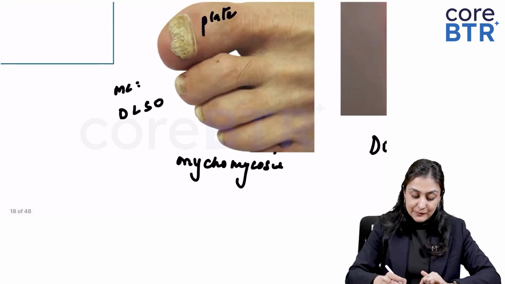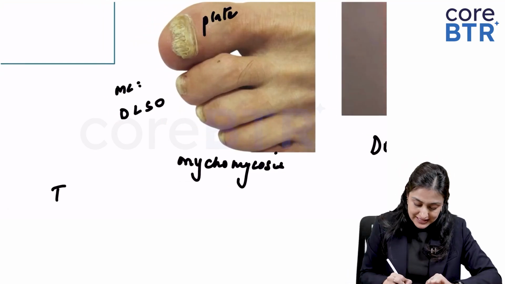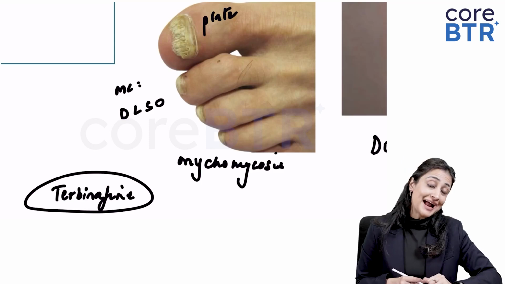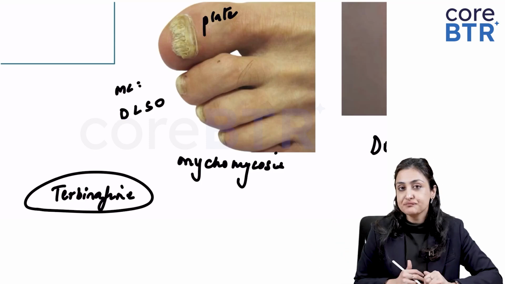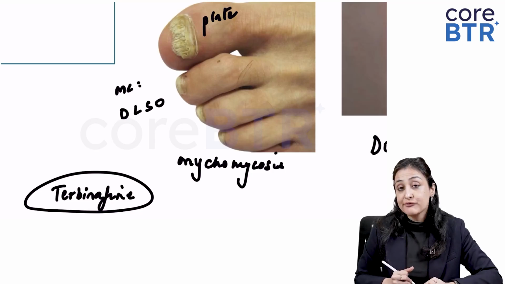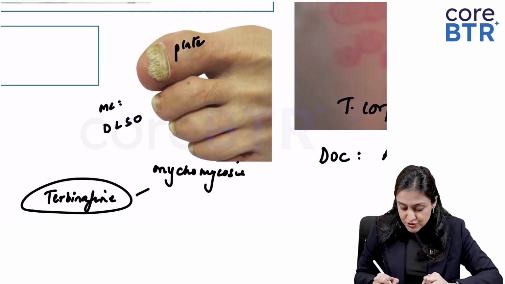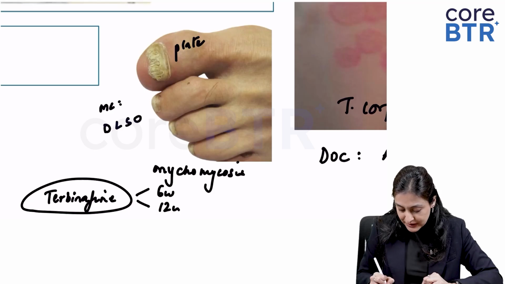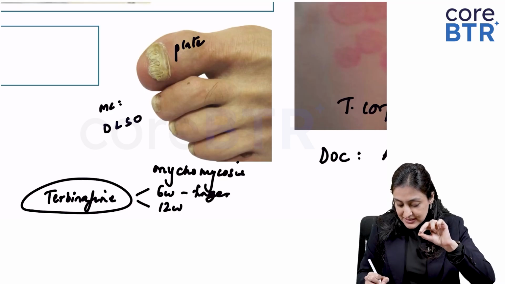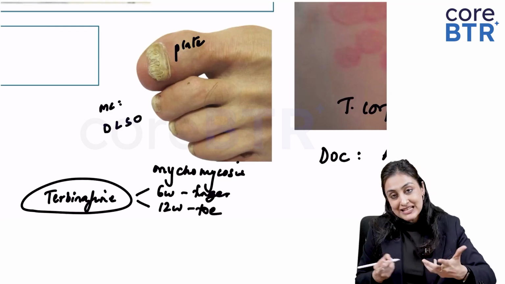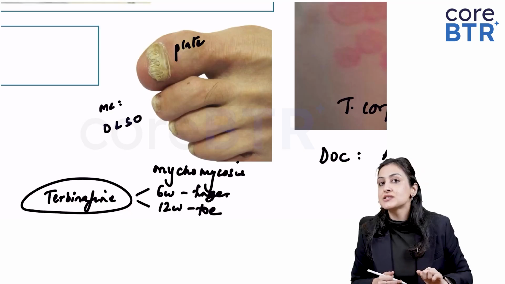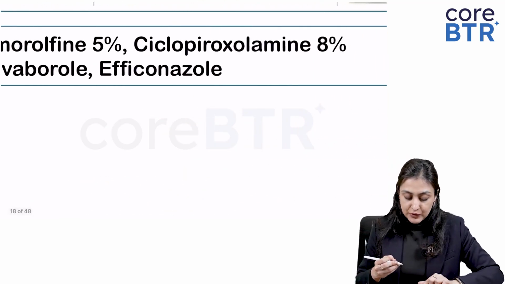As far as the treatment of onychomycosis is concerned, again, this is the only form where I'm using older antifungals, right? Not azoles. So terbinafine is what can be used. How much to give? 6 weeks or 12 weeks. If fingernails are affected, 6 weeks; if toenails are affected, 12 weeks. So that's terbinafine. We also have some newer drugs.